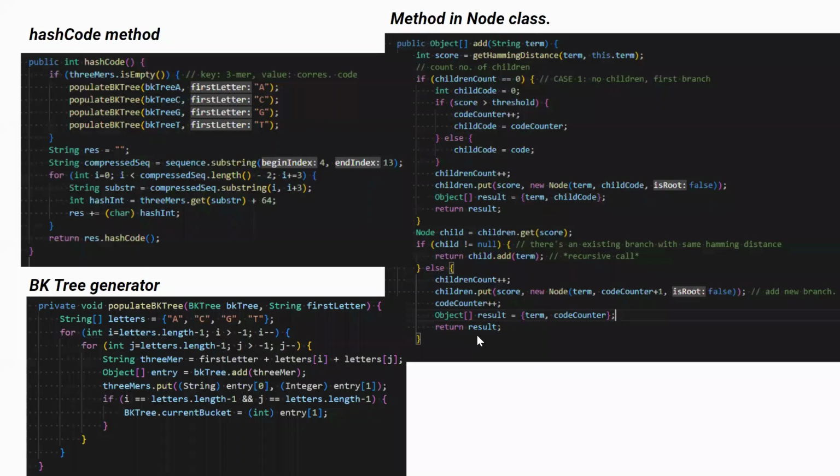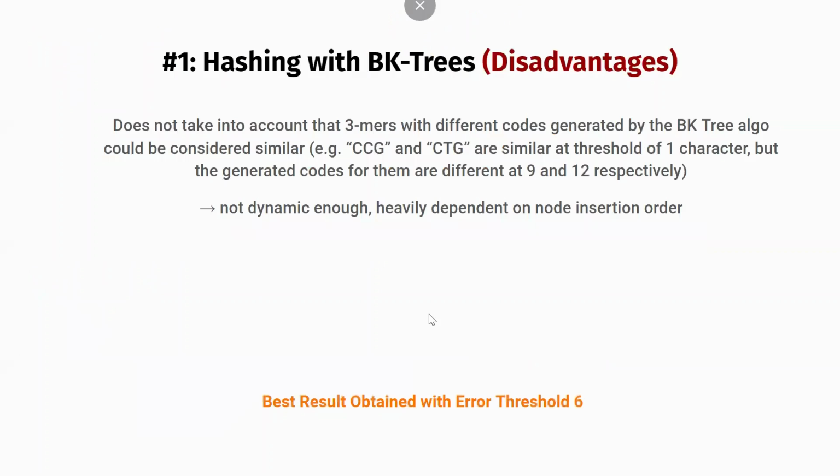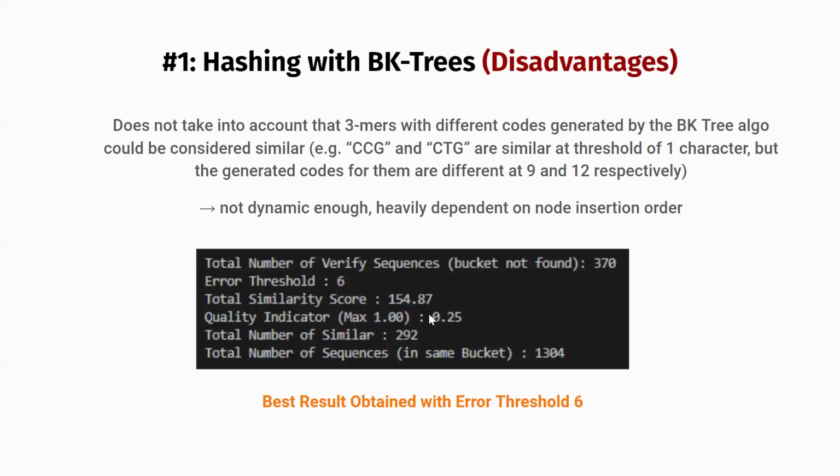For the main hashcode method, we iterated through the 3-mers of a compressed DNA sequence and then converted them to a string of integers using the hash map that we had generated from the BK tree insertions prior to that. But then we decided that this algo was unsuitable ultimately because it didn't take into account that some 3-mers that were sorted into separate buckets by the algorithm could actually be considered similar according to the threshold, and the generated codes for each 3-mer were also determined by the insertion order of the nodes. So the performance of this algo would be very inconsistent.